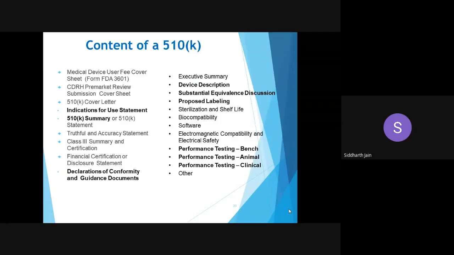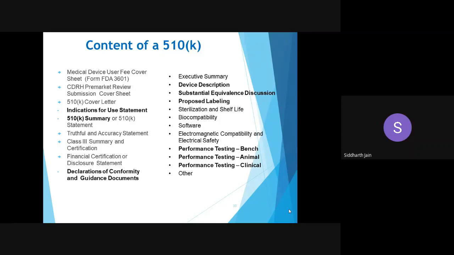Then the second document, which is very important, is the CDRH Premarket Review Submission Cover Sheet, which is point number 1 and 2. A set template is already released by the US FDA, which we have to follow. Then we have to prepare the 510K cover sheet, the indications for use statement, and the 510K summary or 510K statement accordingly.